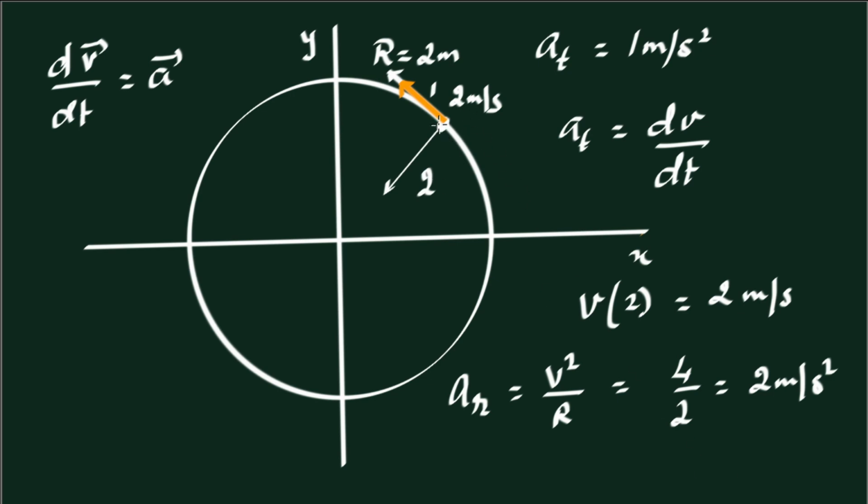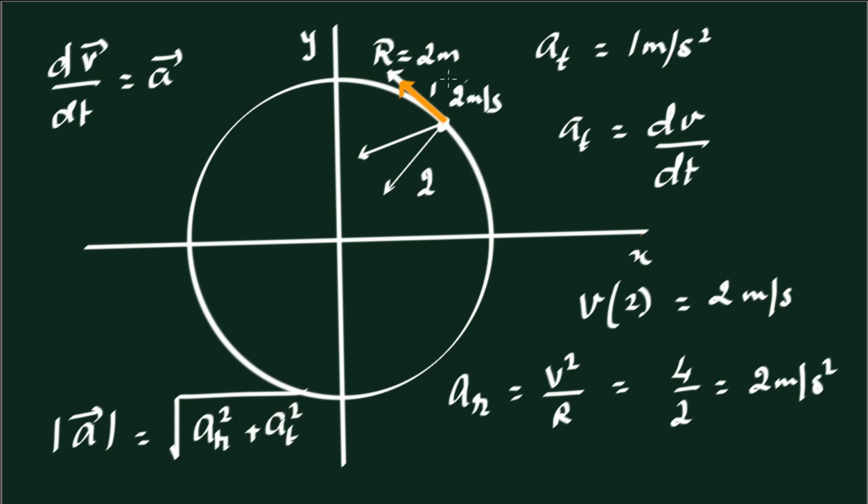the resultant acceleration is in some direction like that, and the total acceleration's magnitude is going to be square root of the radial acceleration squared plus the tangential acceleration squared, because they are perpendicular to each other. That is square root of 2 squared, which is 4, plus 1 squared, which is 1. So that is equal to square root of 5 meters per second squared. So this is an example of non-uniform circular motion.